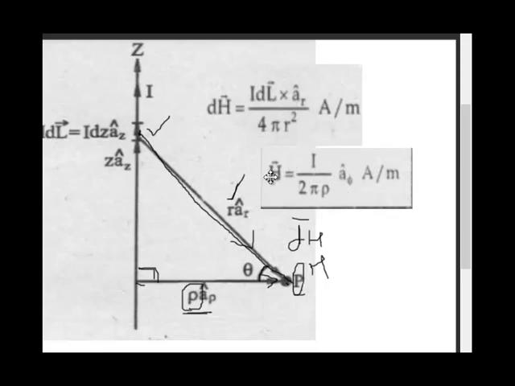shows that H is dependent on the first parameter, that is current. If the value of current is large, then H will be more. Then it is inversely proportional to this distance rho. If rho is large, means the point is away from the source, then the value of H will be less. And this A phi is the direction of H. A phi is actually part of the cylindrical system.